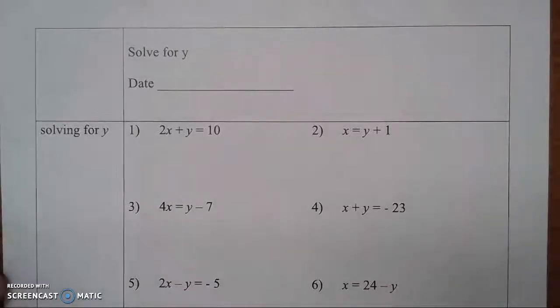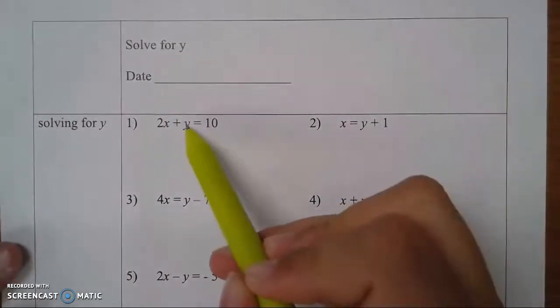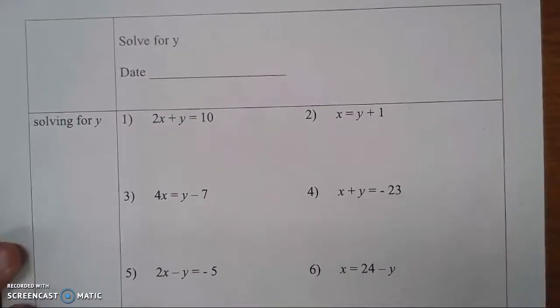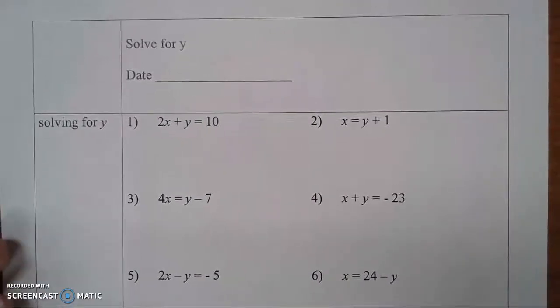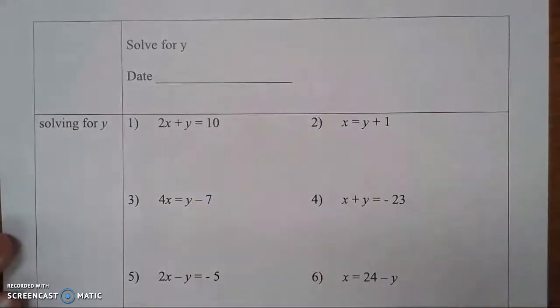Hi guys, so today's lesson is about solving for y. This goes back to equations that we did in quarter one, and our goal is to get y by itself and move everything else over to the other side of the equal sign. It does not matter if y is on the left side or the right side, you just need to have y by itself on one side of the equal sign.